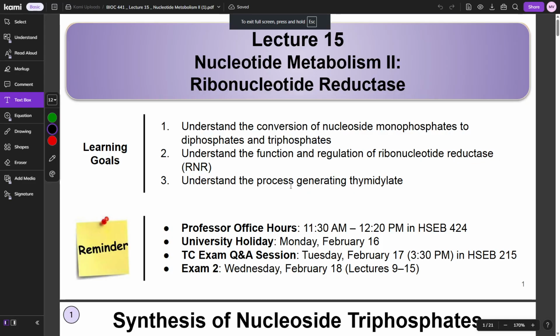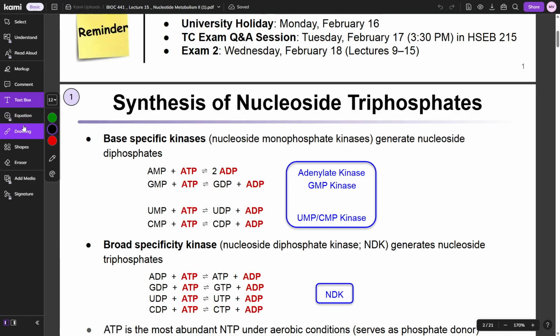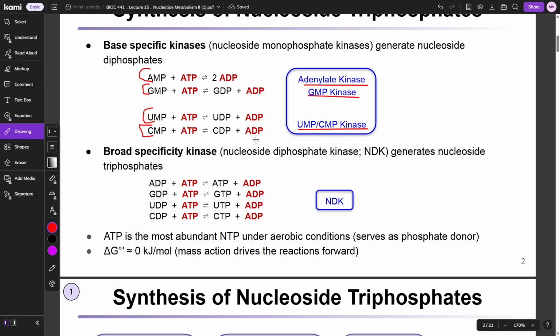Okay. So lecture 15, just a couple of things that I wanted to talk about. Going from the MP variant to the DP variant, there are individual kinases: adenylate kinase, GMP kinase, and then UMP-CMP kinase. That's the main thing I want to talk about there. And for the broad specificity kinase, all of the DPs get phosphorylated by NDK. It doesn't matter what the DP is; it gets phosphorylated by NDK. Right. So from AMP to ADP or from GMP to GDP, there are specific kinases.